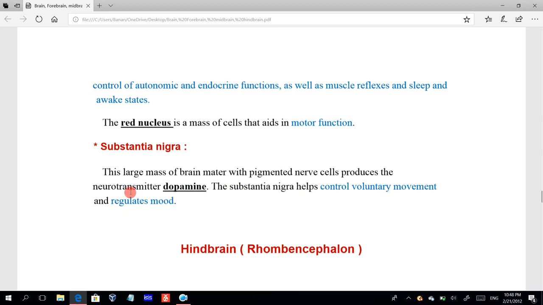Of course, through this neurotransmitter, dopamine, this is very important in the control of the voluntary movement and also regulates mood, meaning the regulation of the person's mood.